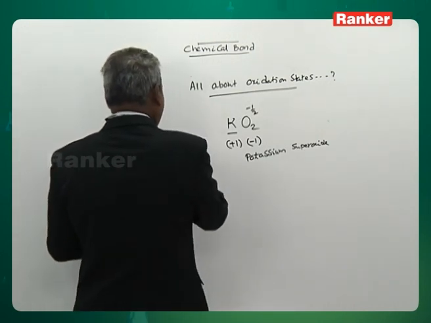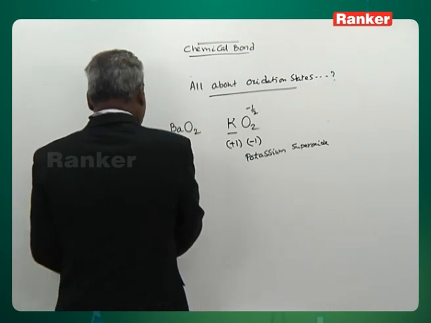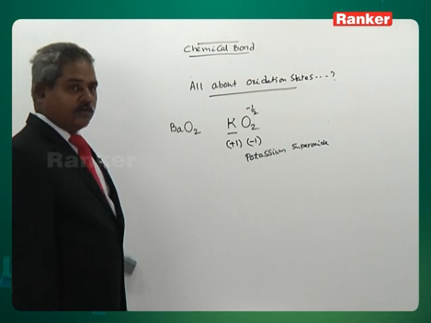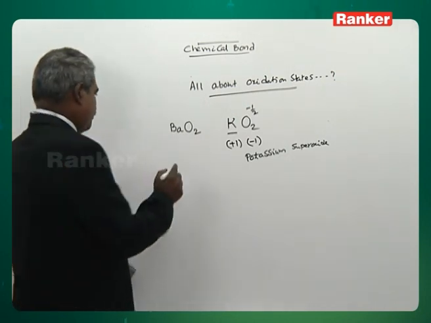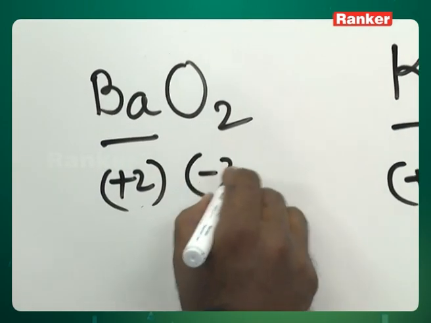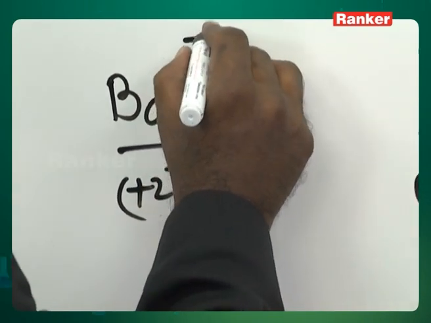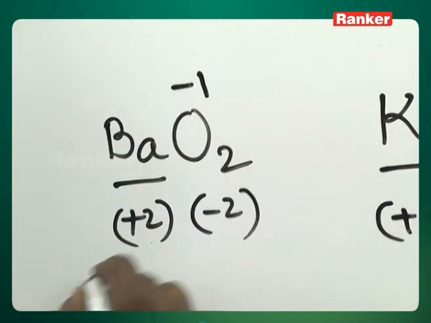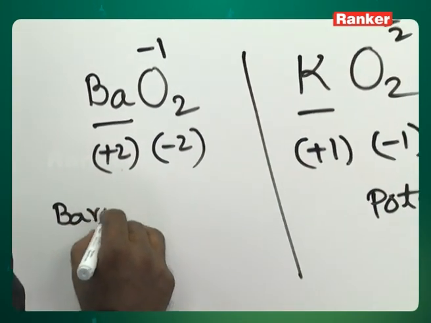What will be the name of BaO2? What do you know about barium? Is there any fixed element or not? First of all, you tell yourself whether there is a fixed element or not. Barium fixed plus 2. Two oxygens minus 2. So, each oxygen is getting minus 1. So, when oxygen gets minus 1, it is called a peroxide. Therefore, it is barium peroxide.